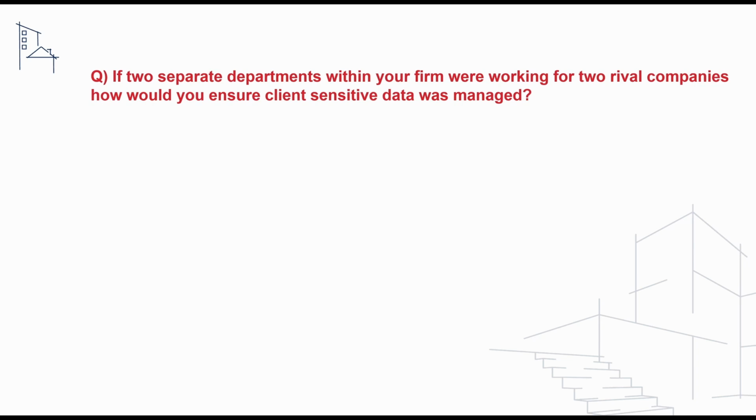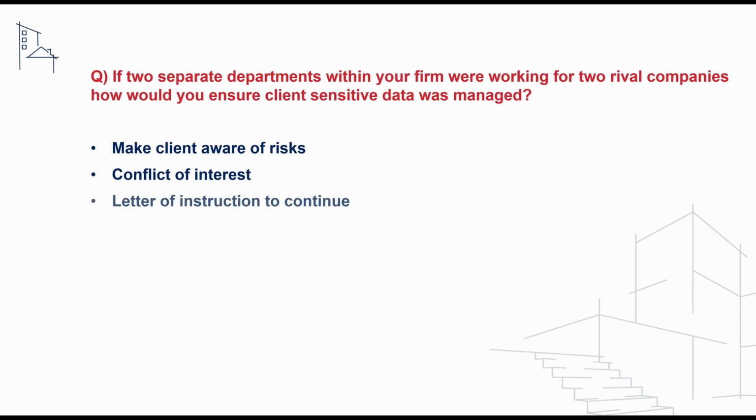The next question we'll take a look at again centres around confidentiality of client data, and this is if two separate departments within your firm were working for two rival companies, how would you ensure that client sensitive data was managed? And to address this, we can firstly say that we would make the client aware of the risks associated and how this was proposed to be managed within the firm to ensure that they were happy with this. We would make them aware and check their understanding of the conflict of interest. We would also need to seek a letter of instruction to continue before continuing to act on their behalf.